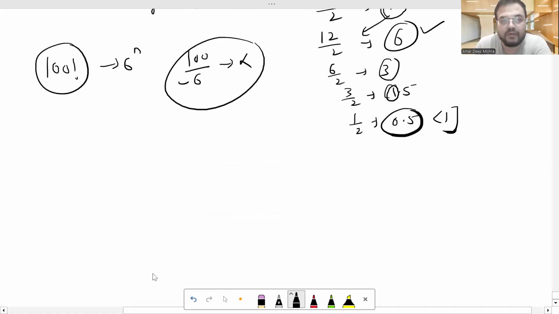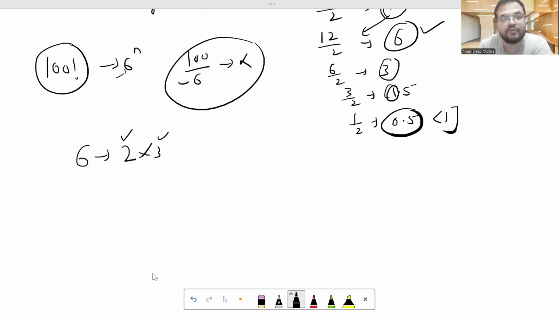So how to find out the power of 6? Now see here, 6 is the product of 2 and 3. If you multiply 2 and 3, you will be getting 6. Now, the general traditional rule says that you will first have to find out the power of 2 and the power of 3. Whichever power is smaller, that will be the power of 6. For example, in the factorial of any number, you get 2 power 50 and 3 power 60, let's say.